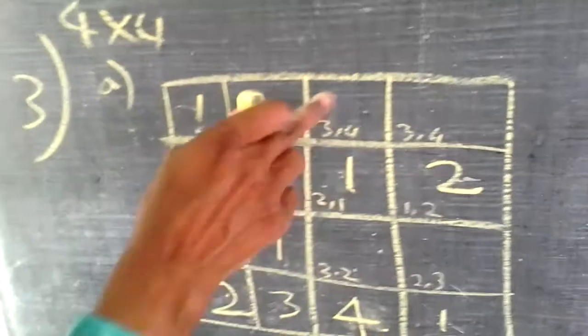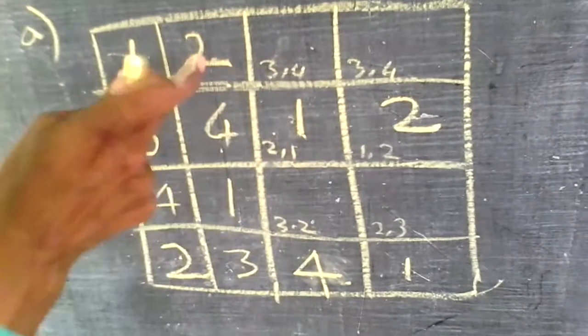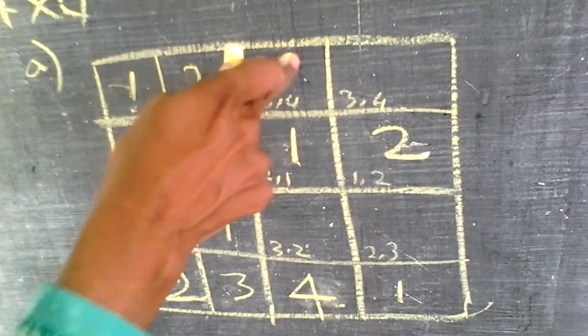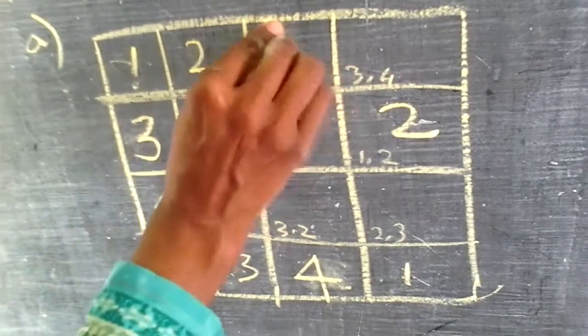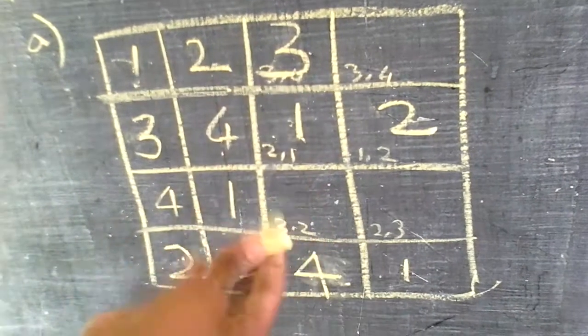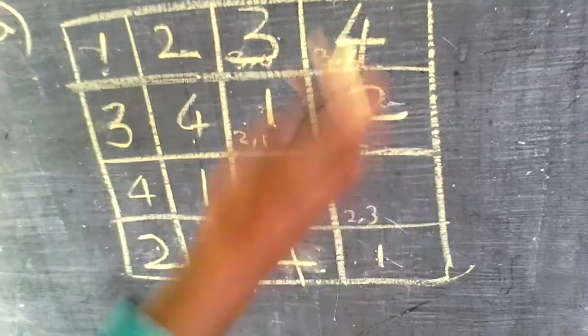Next one is, let's check this. See here 1, 4 is written. And this side 1, 2 is there. So 1, 2, 4 should not come. So what is the possible number? It is 3. Right. So missing number is 4. Finished. And here missing number straightly you can write.